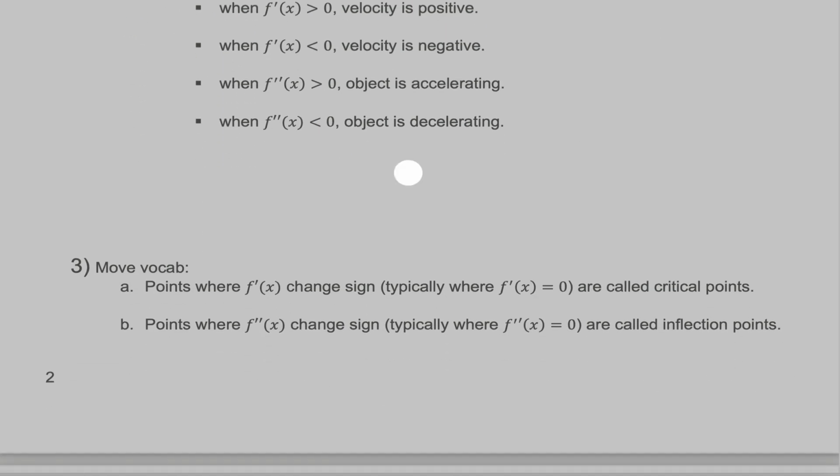Turns out you do. When the first derivative changes sign, which typically happens when the first derivative equals 0, but what we'll see in the future is there's other cases where our first derivative can change sign. But the most important ones for our purpose is when the first derivative is equal to 0. Those are going to be called critical points. And as the name suggests, they're going to be super important.